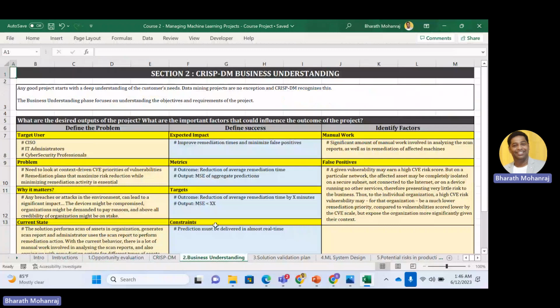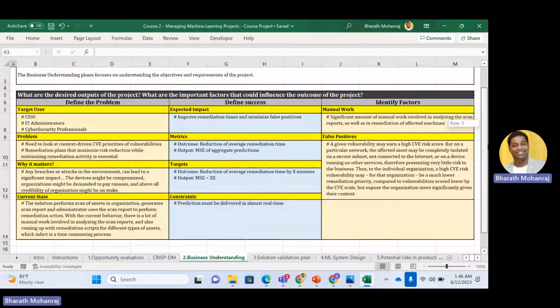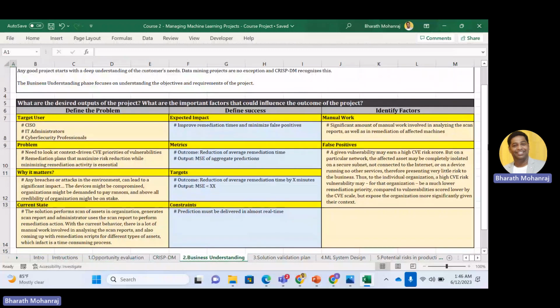In the business understanding phase, our aim is to focus on understanding the objectives and requirements of the project. Here we'll be doing it in 3 parts: defining the problem, defining the success criteria, and then identifying the factors. Starting with the first one, defining the problem. The target users are CISOs, IT administrators, and cybersecurity professionals, by reducing the remediation time and also helping in better CVE scoring.